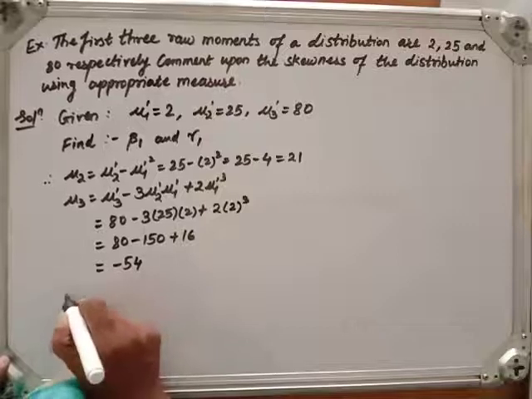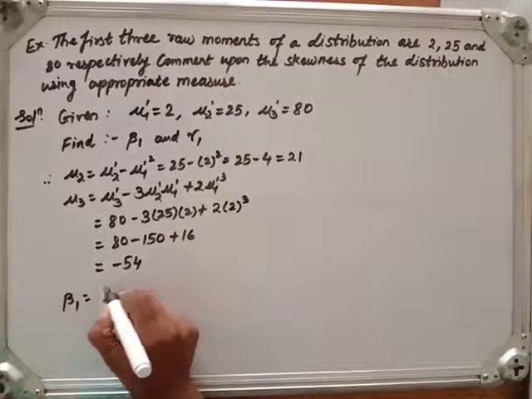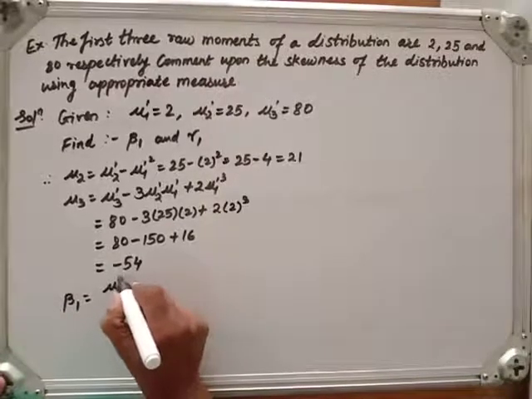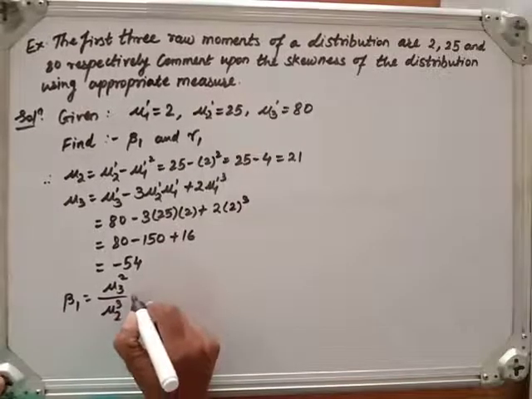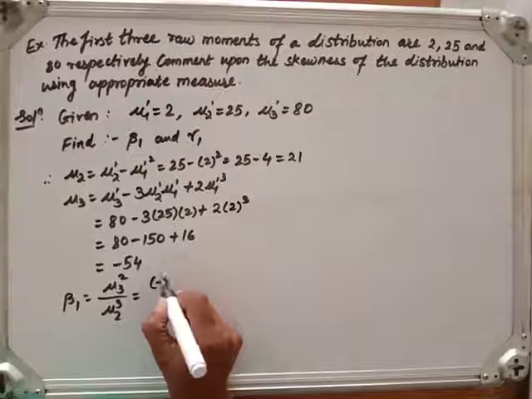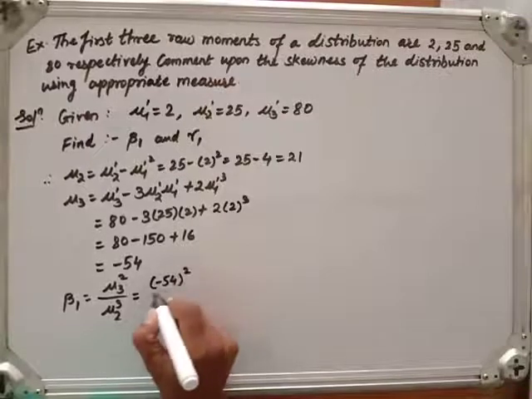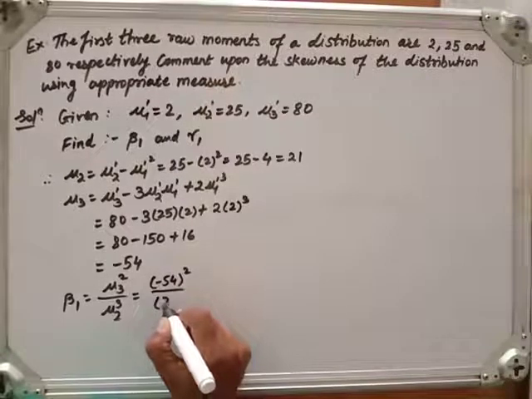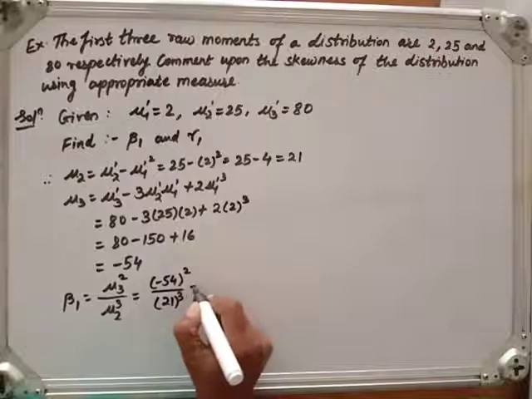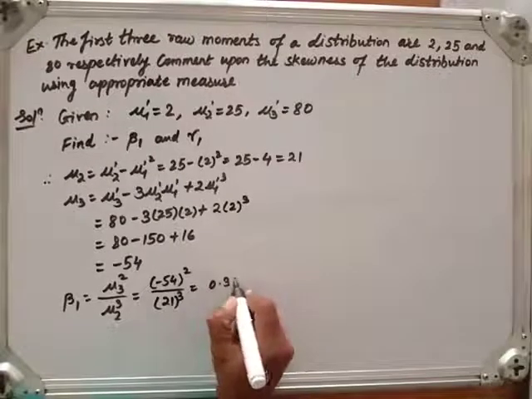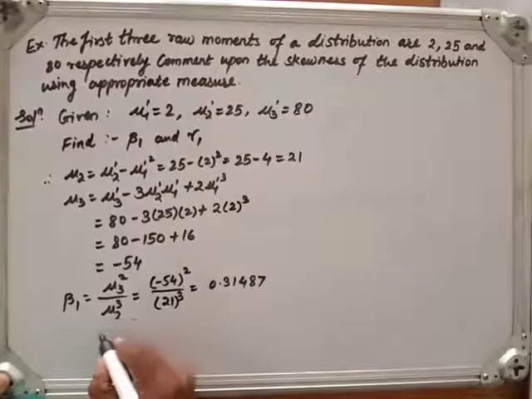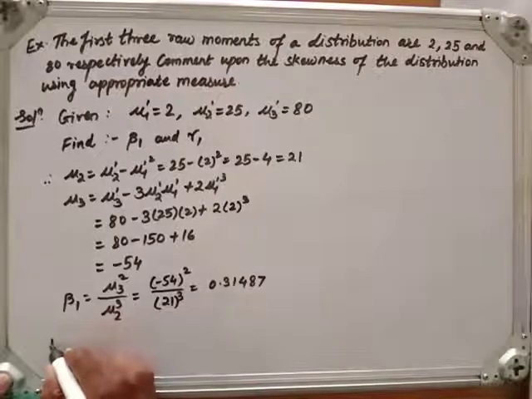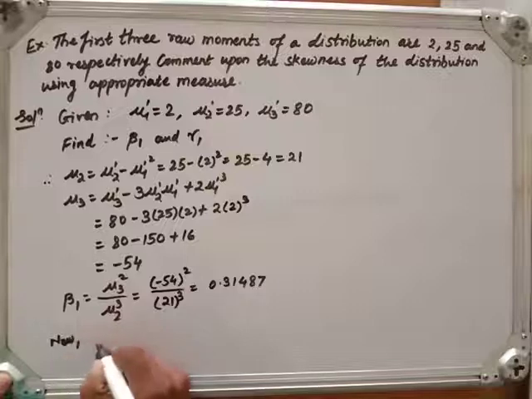Now we will find beta 1. What is beta 1? Beta 1 is mu3 square upon mu2 cube. So this is minus 54 square upon 21 cube. So this is 0.31487.